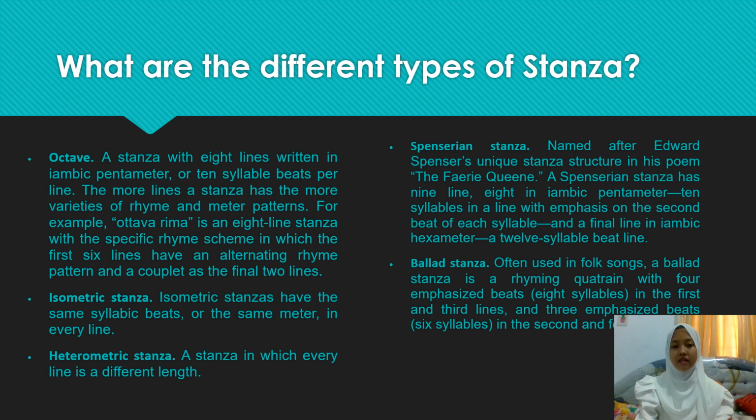And ballad stanza, often used in folk songs. A ballad stanza is a rhyming quatrain with four emphasized beats, eight syllables, in the first and third lines, and three emphasized beats, or six syllables, in the second and fourth lines.